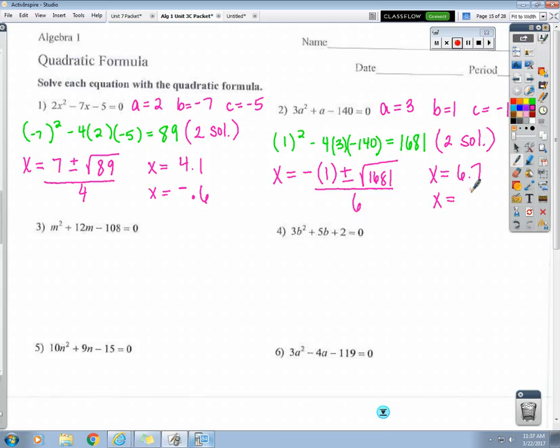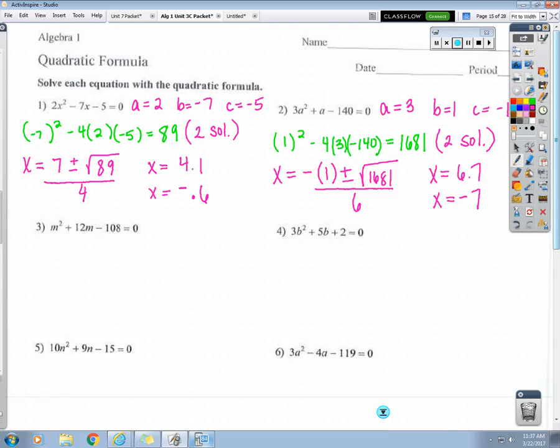What do you get when you do -1 minus the square root of 1681 over 6? -7. What can you do to confirm that you've done it right? You graph it and you make sure it crosses very close to 7 and exactly at -7.